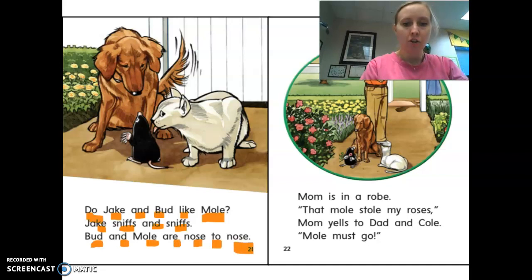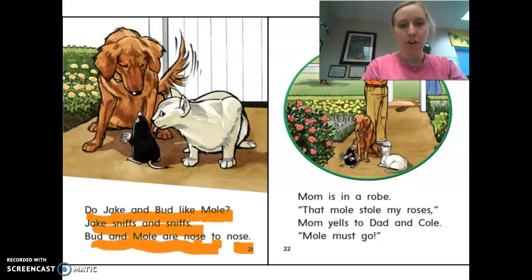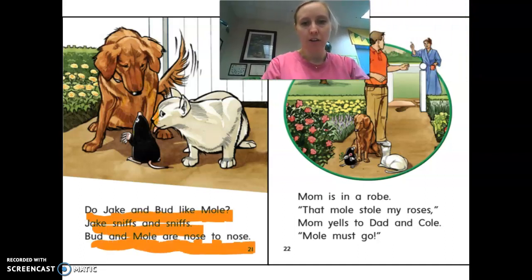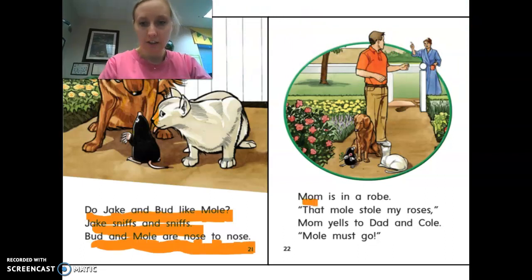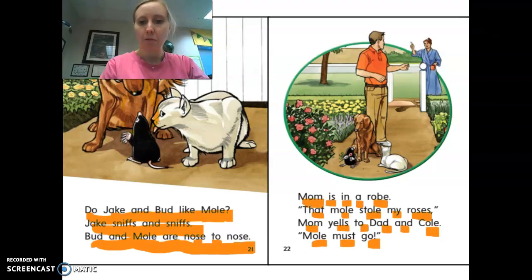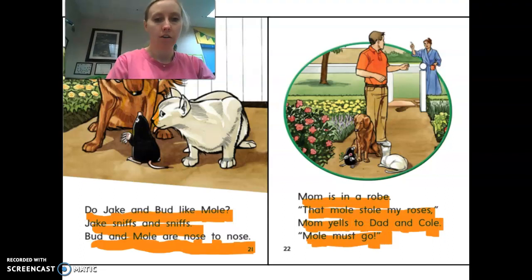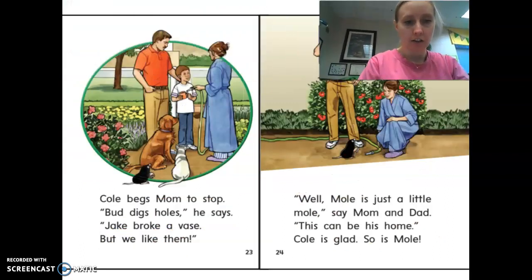Together. Do Jake and Bud like Mole? Jake sniffs and sniffs. Bud and Mole are nose to nose. That means their noses are right by each other. Okay, your turn. Together. Mom is in a robe. That mole stole my roses. Mom yells to Dad and Cole. Mole must go. Okay, your turn.